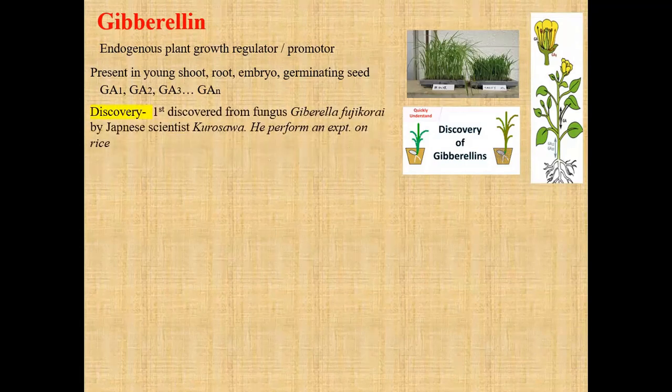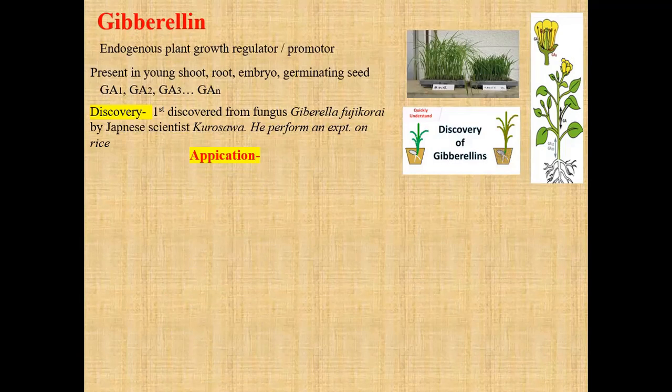The first discovery was from the fungus Gibberella fujikuroi, and all the experiments were performed by the Japanese scientist Kurosawa. He performed an experiment on rice and concluded that the chemical is gibberellic acid. By the name of the fungus Gibberella, he gave the name gibberellin to that chemical. So this is the history behind that particular hormone, gibberellin.